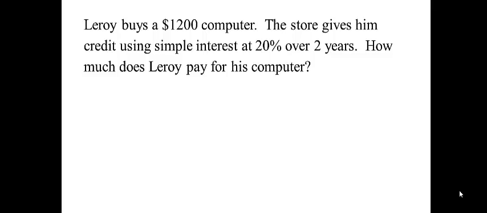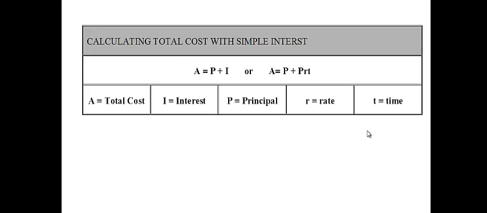With questions like these, we're looking at the total amount paid as opposed to just interest. Even though we're using simple interest, we're going to use a slightly modified formula. So, for calculating total cost, as opposed to just interest, we have two possibilities for formulas. A equals P plus I, or A equals P plus PRT.